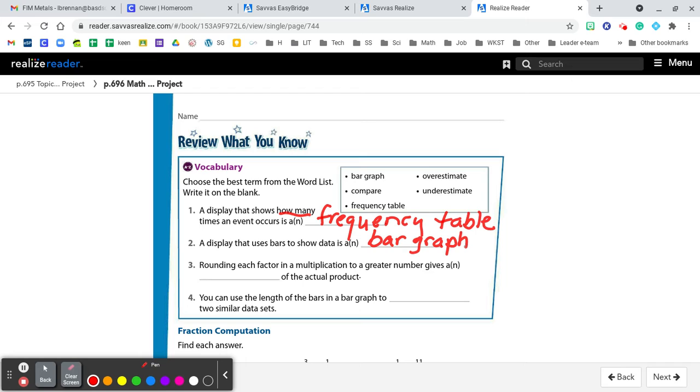Rounding each factor in a multiplication to a greater number is going to give you an overestimate. You can use the length of the bars in a bar graph to compare two similar data sets. So the one word we didn't use was underestimate. Rounding each factor in multiplication to a lesser number is going to give you an underestimate.